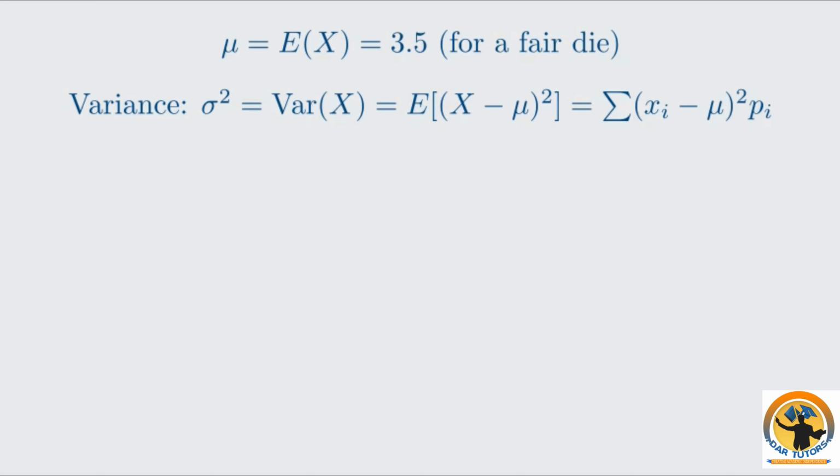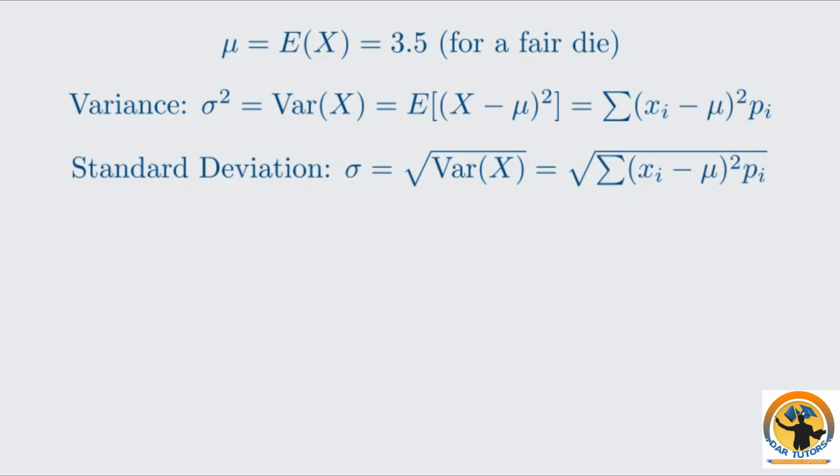The standard deviation, sigma, is simply the square root of the variance. It's often preferred because it's in the same units as the original random variable, making it easier to interpret. The standard deviation gives us a typical deviation from the mean. A larger standard deviation indicates that the outcomes are typically further from the mean, while a smaller standard deviation suggests that outcomes are clustered more tightly around the mean.